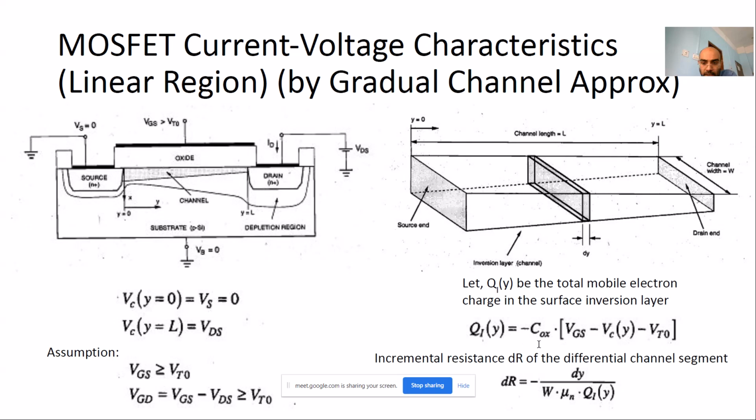That is what is happening. That is why I have taken Cox, capacitance per unit area, and then the voltage, which is the effective voltage present on this incremental region, this infinitely small region dy. And this is like the complete area I am talking about, the complete volume, width into length. So this is what I am talking about. Is that okay?